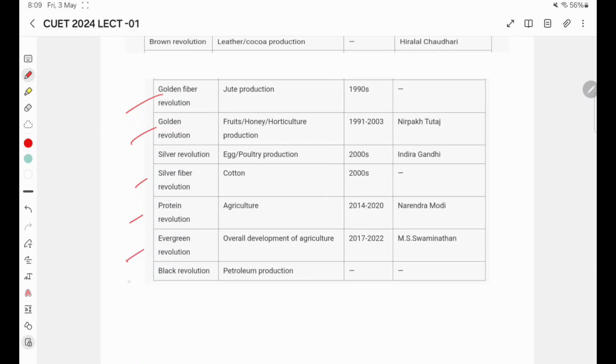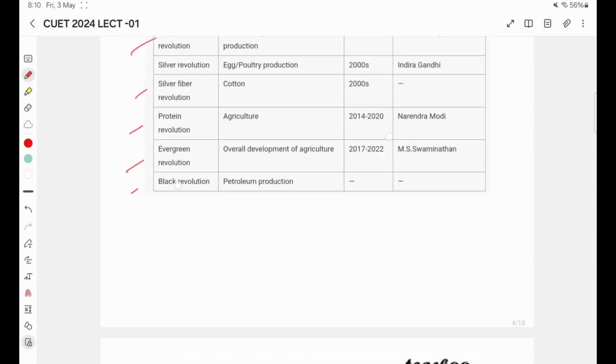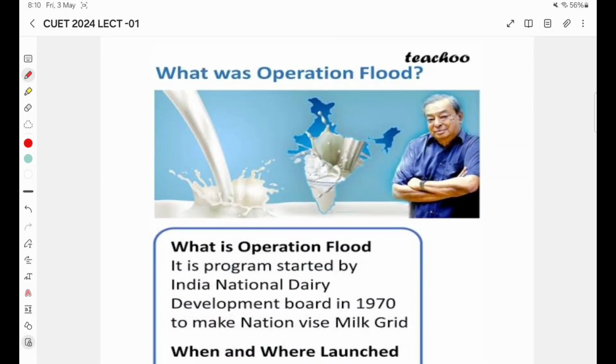You can go through this because the question is asked from this particular area. The question may be in chronological order, or a match-the-column, by giving the year or father or particular product confined to that. So different types of questions may come from this topic. Okay, so you can go through this, and here it is about your Operation Flood or milk revolution.